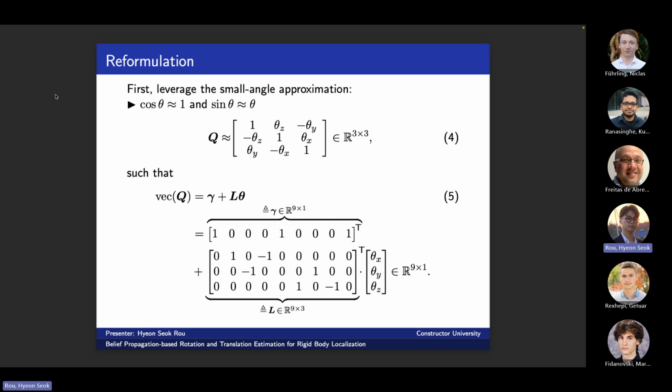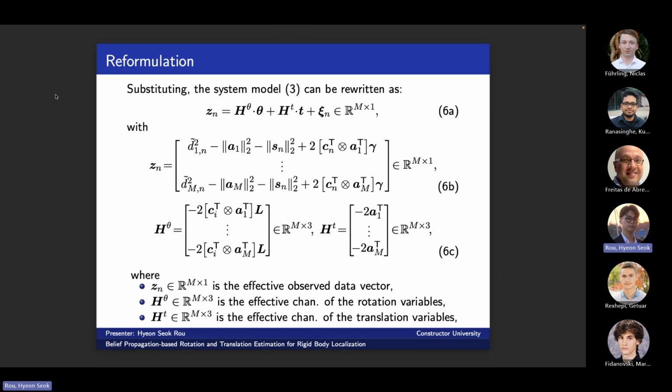So by using this reformulation of the vectorized Q, we can insert it into the original equation of y that we had before, and we can get this corresponding reformulated system model, which now has decoupled the angular information in theta and the translation information in t. So now we have two effective channels composed of h of theta and h of t, which is fully parameterized by the aforementioned small angle approximation mapping matrix L, and also A, which is the vector of the positions of the anchors, and vector C, which is the original conformation matrix of the rigid body.